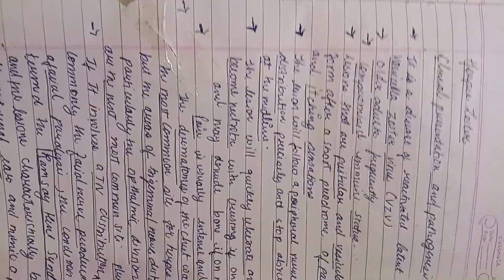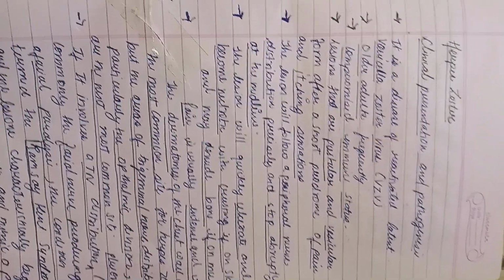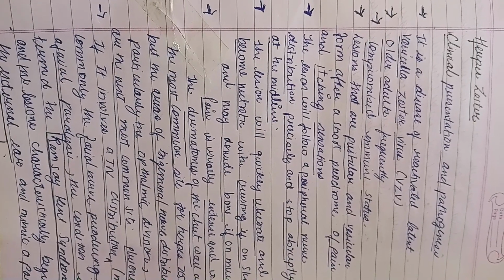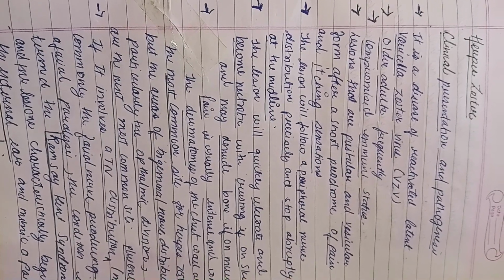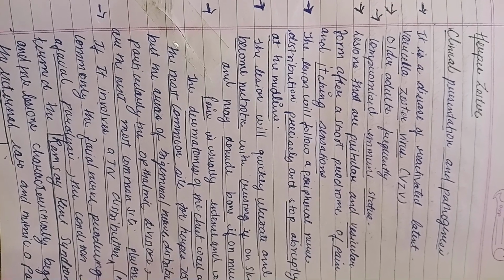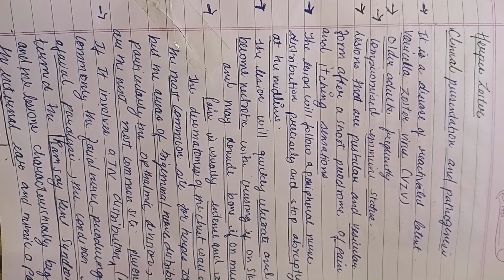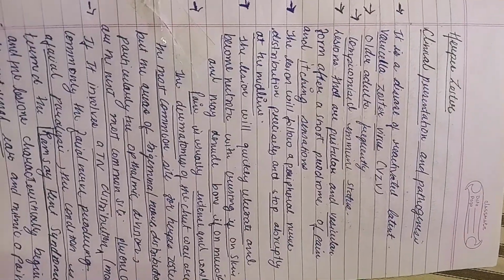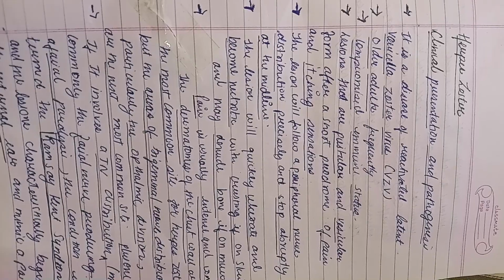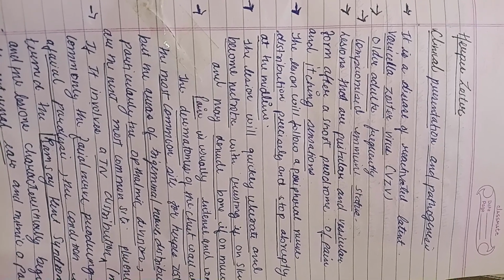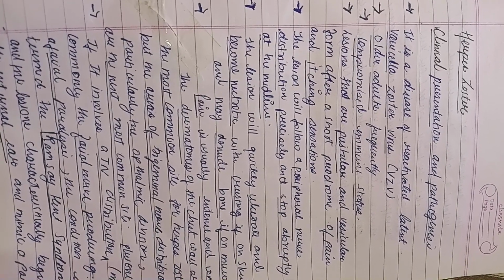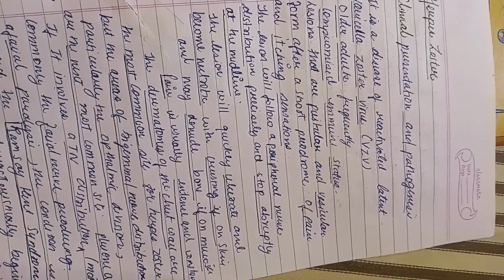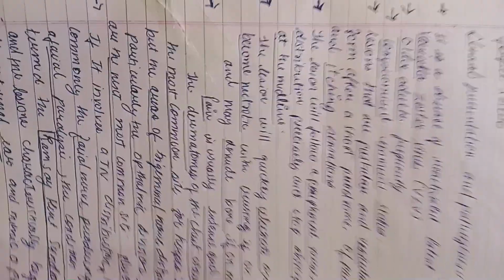Now coming to the herpes zoster virus. Clinical presentation and pathogenesis. It is a disease of reactivated latent varicella zoster virus. Older adults are frequently involved, and patients with compromised immune status. Lesions that are pustular and vesicular form after a short prodrome of pain and itching sensation. So first there will be pain and itching, after that vesicles and pustules will form.